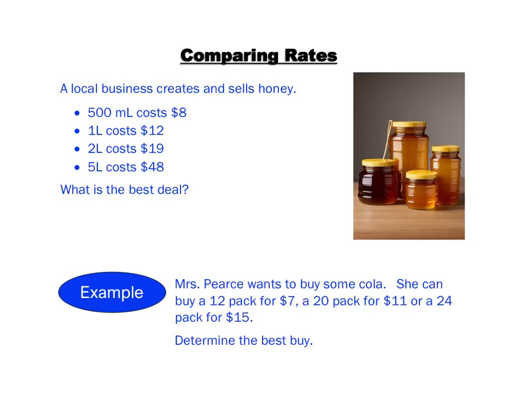In today's lesson, we are going to compare rates. A local business creates and sells their own honey. 500 mils of the honey costs $8. A liter of it costs $12. 2 liters of it costs $19. And 5 liters costs $48. What is the best deal?